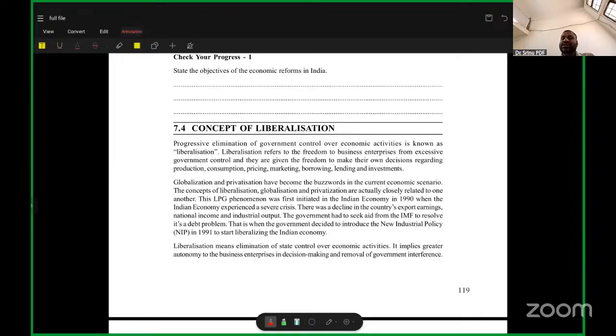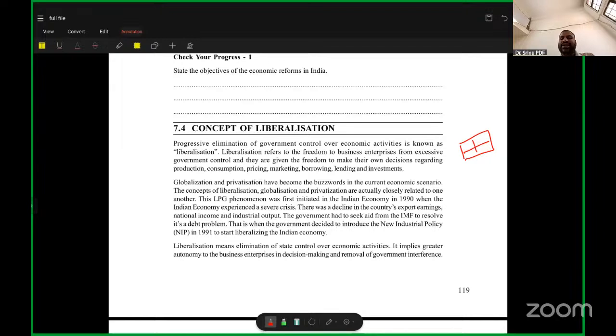Previously, if you wanted to start any business, there were so many restrictions given by the government. As per the guidance and rules of the government, we had to produce and run the business. After 1991, they changed the reforms, which is the elimination of government control over economic activities. This is known as liberalization. Now they hand over the freedom to entrepreneurs and businessmen; whatever they want to do, they can do, but they have to follow the policies provided by the government of India.